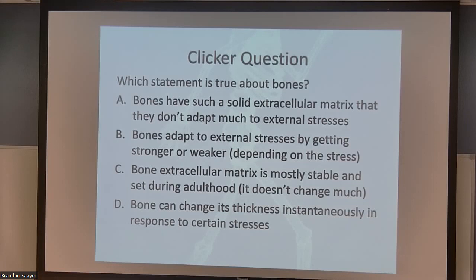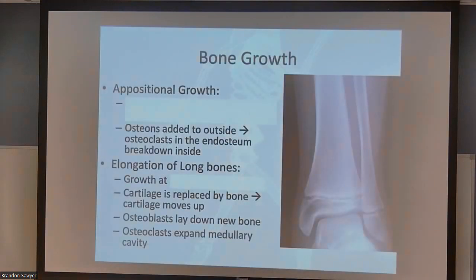Okay, good. 91% of you are saying B. So bones adapt to external stresses by getting stronger or weaker, depending on the stress. If we don't stress our bone enough, it gets thinner, it gets weaker. If we put stress on the bone, then it gets thicker. Okay, so let's talk a little bit about bone growth here.